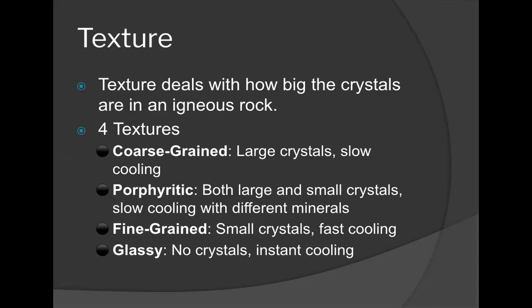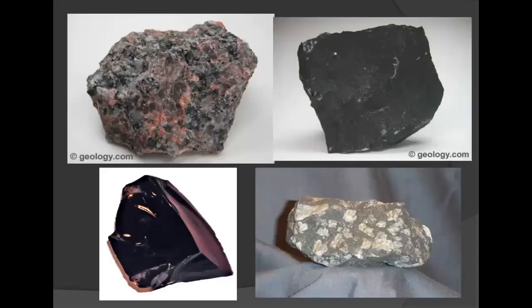So in the middle, we've got porphyritic and fine-grained. So porphyritic, both large and small crystals. So these slow cooling with different minerals. And the fine-grained are small crystals. Those also cool fast. Okay, so coarse-grained are large, porphyritic, both large and small, fine-grained are small, and glassy, there are none. Okay, so think at the top, we're definitely rougher here because the crystals are bigger, and then when we get to the bottom here with glassy, it gets a lot more smooth. So here are some pictures of different types of igneous rock.